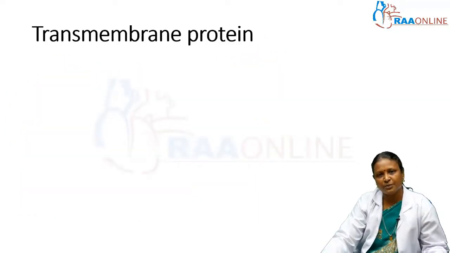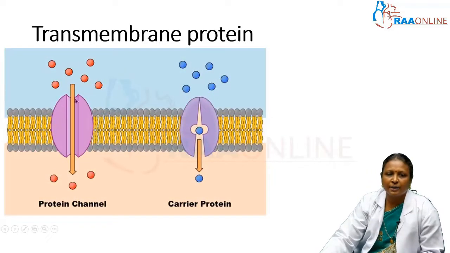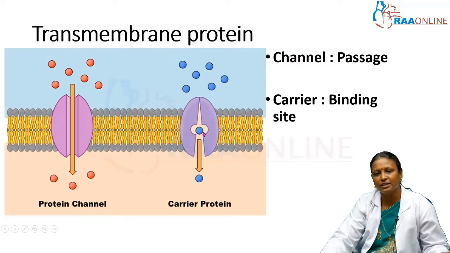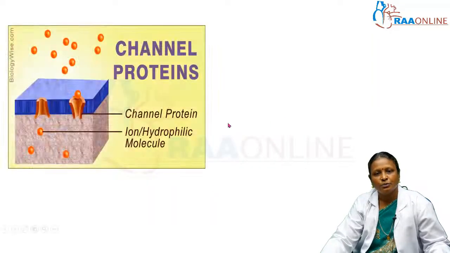So what are these transmembrane proteins? The transmembrane protein can either be a protein channel or a protein carrier. A channel is one which will allow the substances to move. It is just a passage, whereas the carrier has a binding site for the substance which is being transported. Both are transmembrane proteins. You have an extracellular surface and an intracellular surface and they help in movement of substances across the membrane.